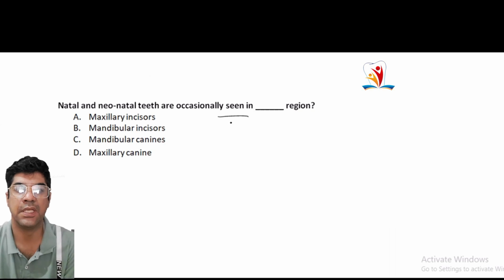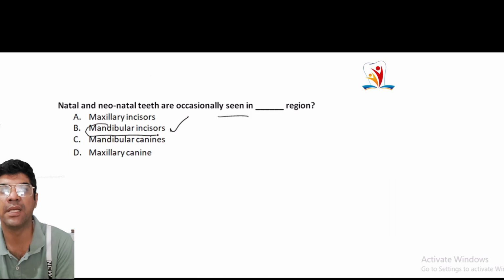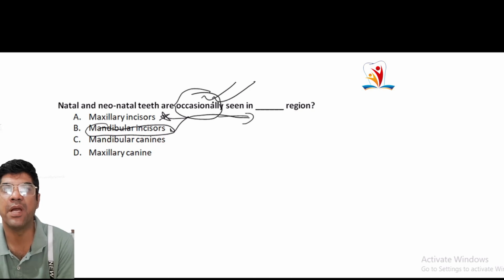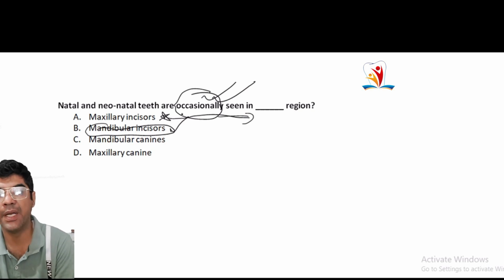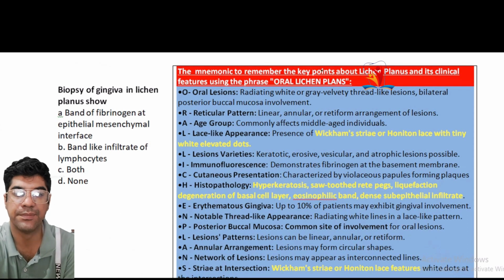The next question, natal and neonatal teeth are most common in the mandibular incisors and canine region, but they are occasionally seen in maxillary incisors. So remember the word occasionally. Sometimes you may get confused with the question and mark mandibular incisor, but yes, they are most common there. The question here is occasionally seen in. So your answer is A, maxillary incisors.